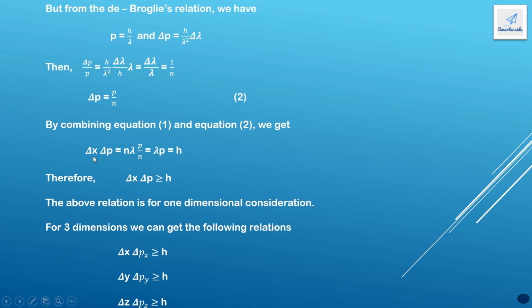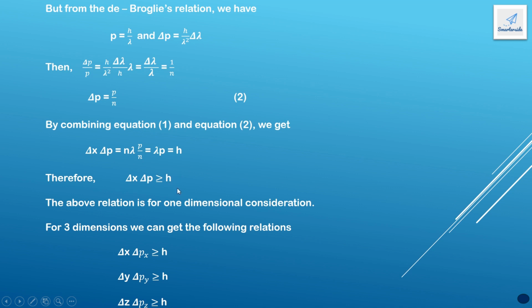And now we have both delta x and delta p value from equation number 1 and equation number 2. Now we can just write it here, delta x into delta p, which is equals to n lambda into p by n, and you can see that n and n will get cancelled and we will be left with lambda p. And again we can use de Broglie relation, and here you can see that if we transpose lambda to the left hand side, then we will have lambda into p, which is equals to h. So we can just write here lambda p, which is equals to h, and therefore we arrived at the uncertainty relation, that is delta x into delta p, which is greater than or equals to h.